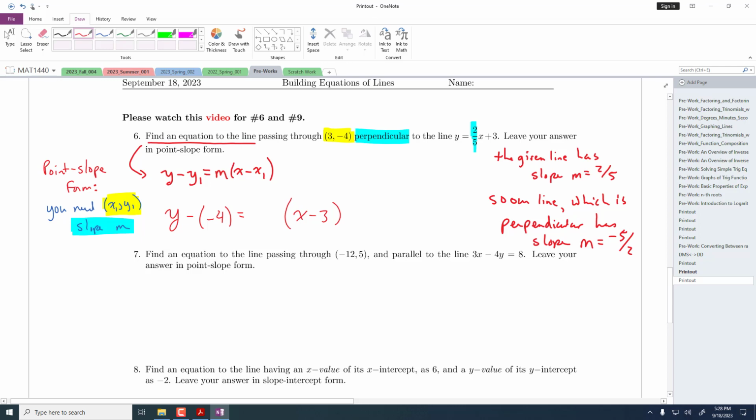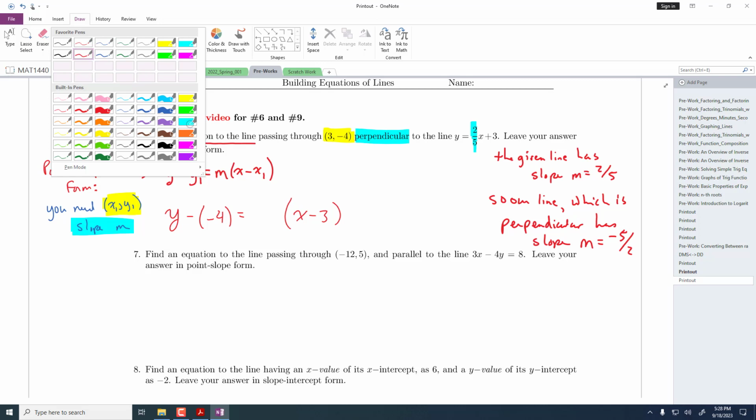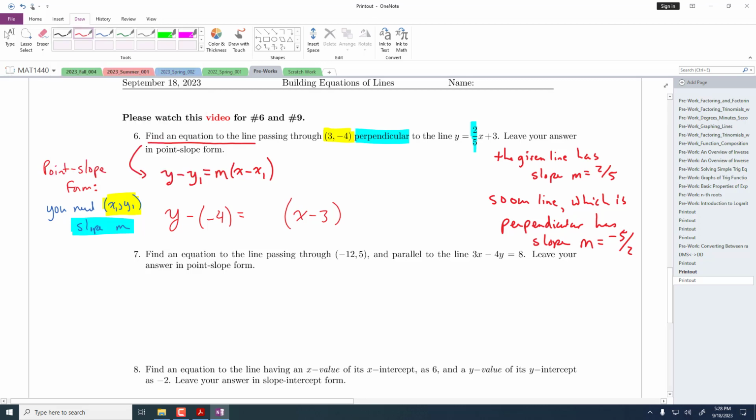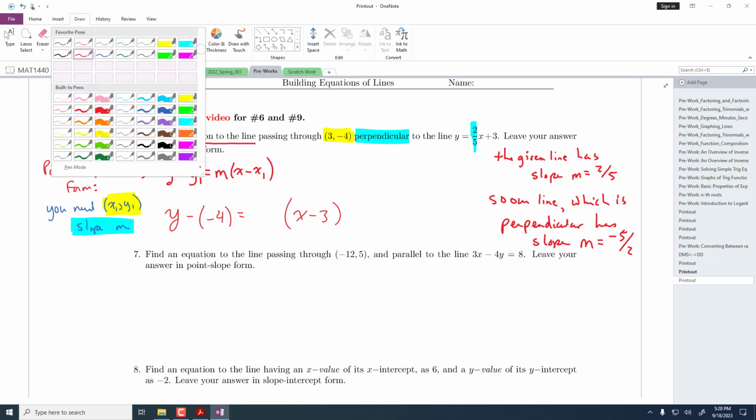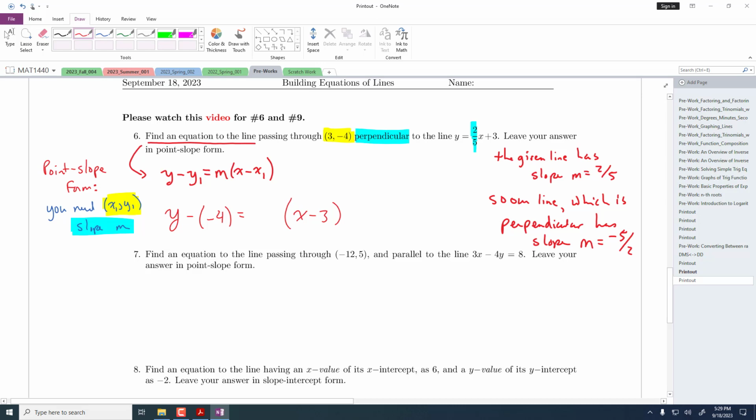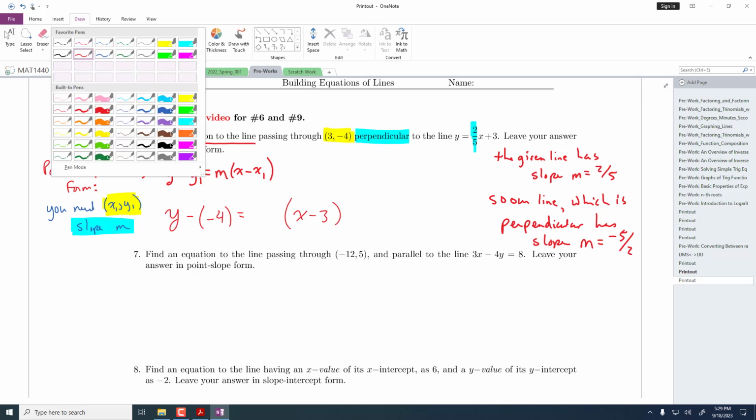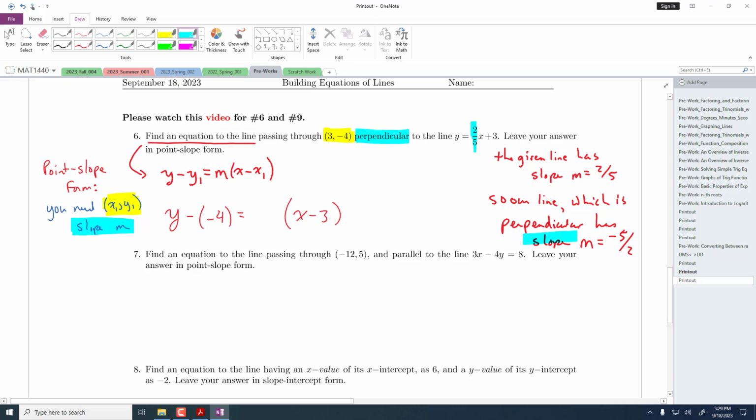Or put another way, you'll notice that if we were to take our given slope, right, it's supposed to be perpendicular to the slope of the line we were given. Notice the product of those two slopes is -1.